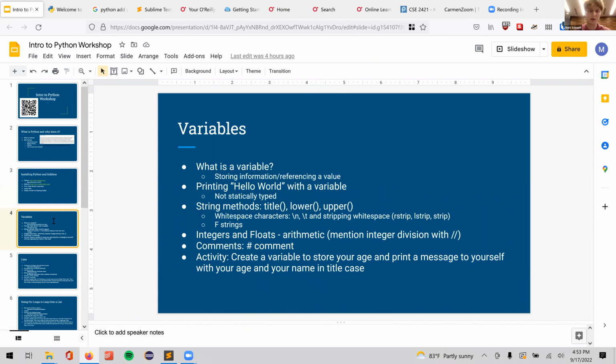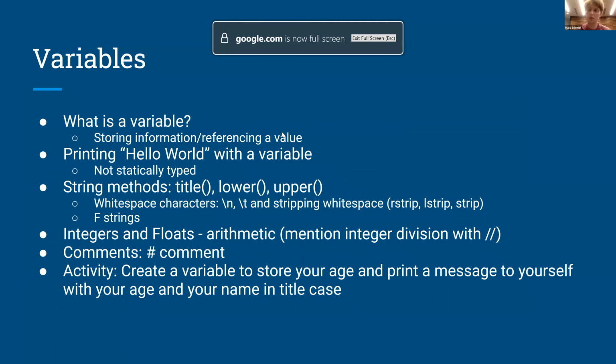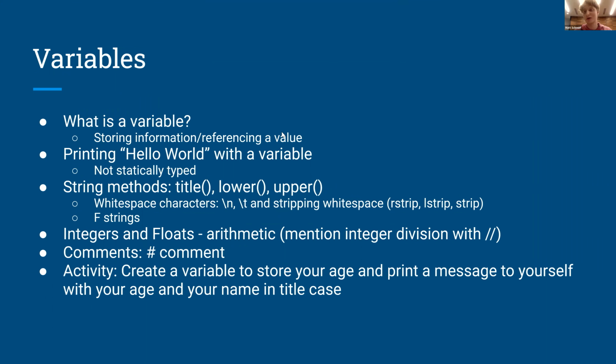Okay, so the first topic that we talked about were variables. So what is a variable? A variable is a way to store information or reference a value. The part about referencing a value, don't worry too much about it right now. We will come back to it when we mention aliasing in our conversation about lists, but I think that won't be in this workshop. That'll be in the second workshop.